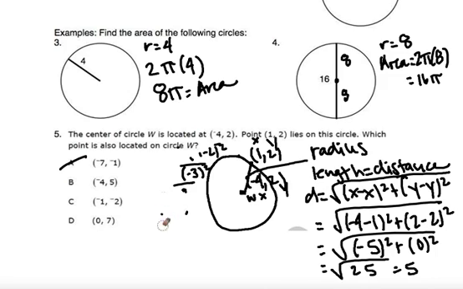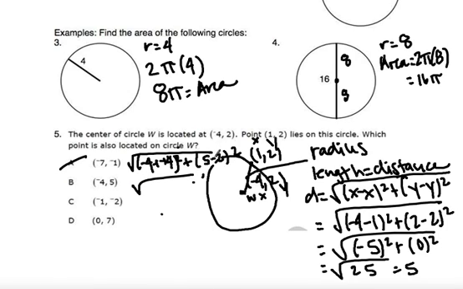You can do the same thing for -4, 5. So if you do that, you'd have the square root of -4 minus -4 squared plus 5 minus 2 squared. -4 minus a -4 is going to be -4 plus 4, which would just give you 0. You'd have 5 minus 2 here, which would give you 3. So 3 squared would give you the square root of 9, which is not going to give me 5. That would give me 3.